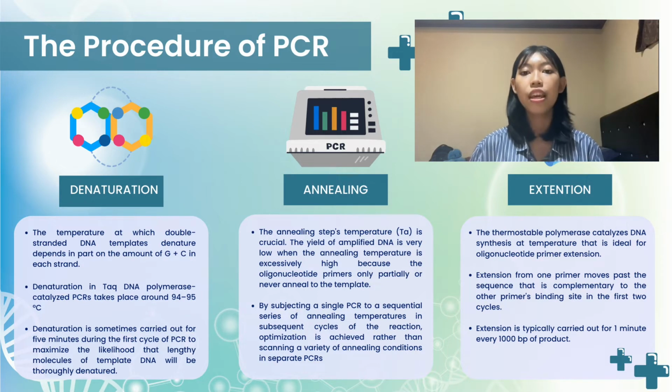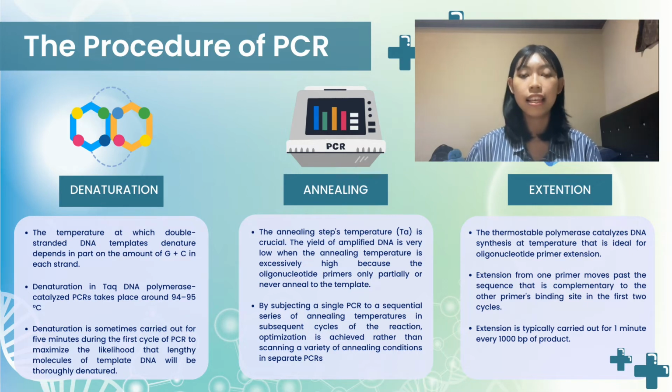step. The first one is denaturation. The temperature at which double-stranded DNA denatures depends in part on the amount of G plus C in each strand. Denaturation in Taq DNA polymerase catalyzed PCRs takes place around 94 to 95 degrees Celsius. Denaturation is sometimes carried out for 5 minutes during the first cycle of PCR to maximize the likelihood that lengthy molecules of template DNA will be thoroughly denatured.